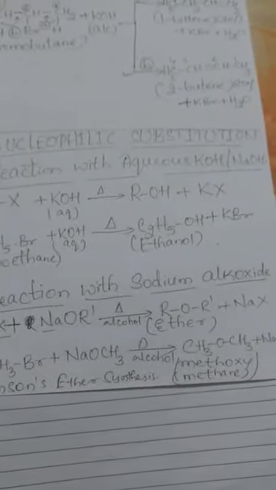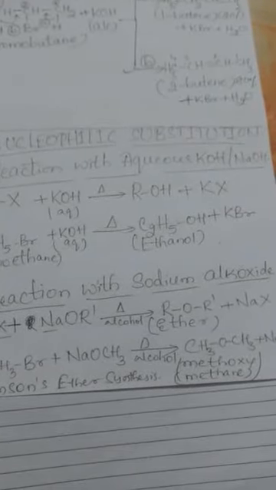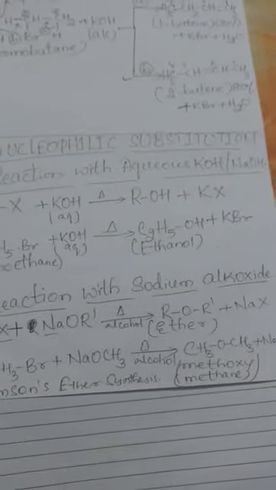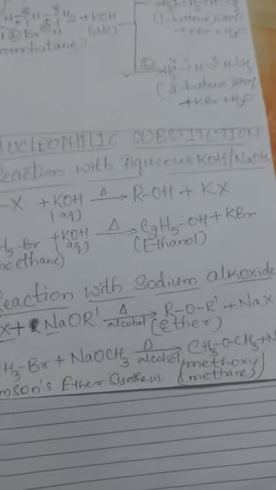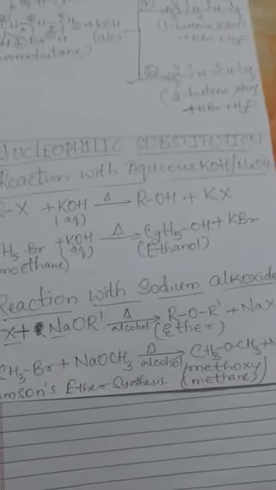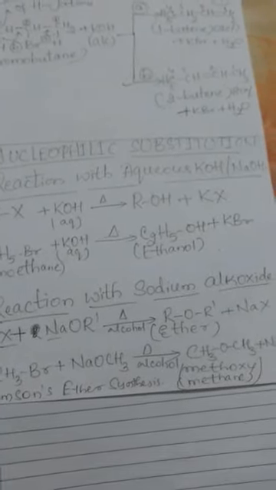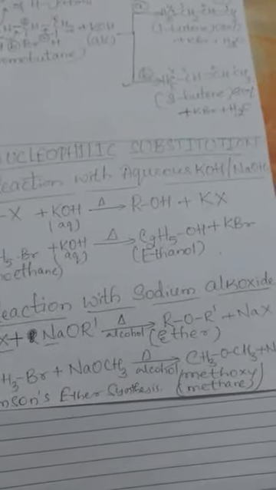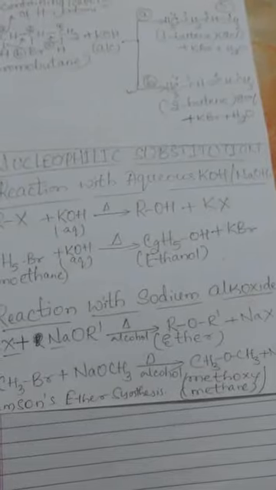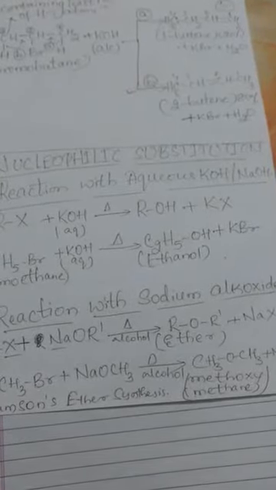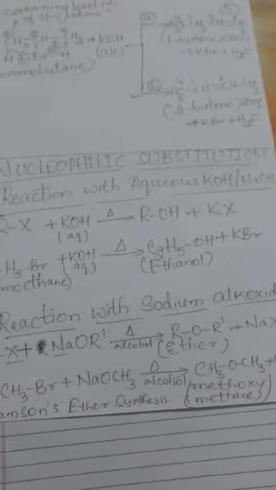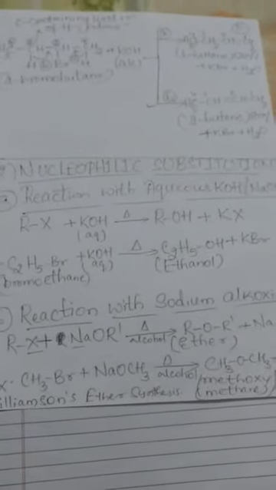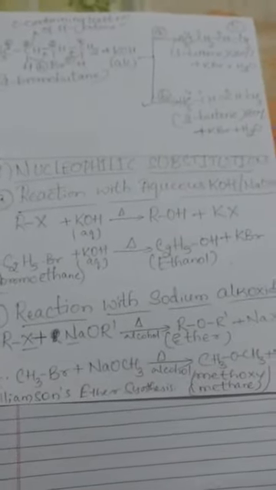Carbon attached to halogen bears partial positive charge, while halogen bears a partial negative charge. Thus the nucleophile readily attacks this positively charged carbon, and hence halogen acts as a leaving group. It is readily eliminated. There are different nucleophilic substitution reactions of alkyl halides.